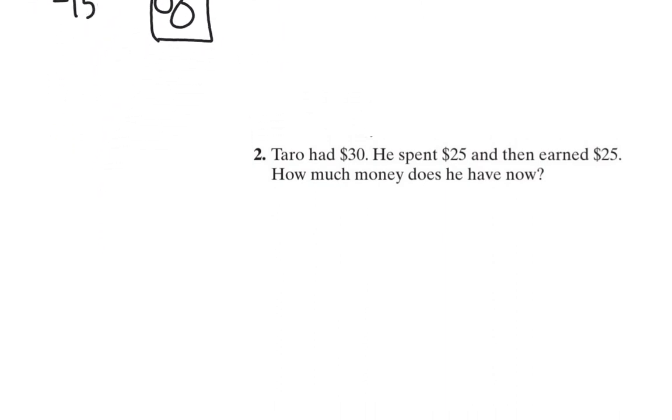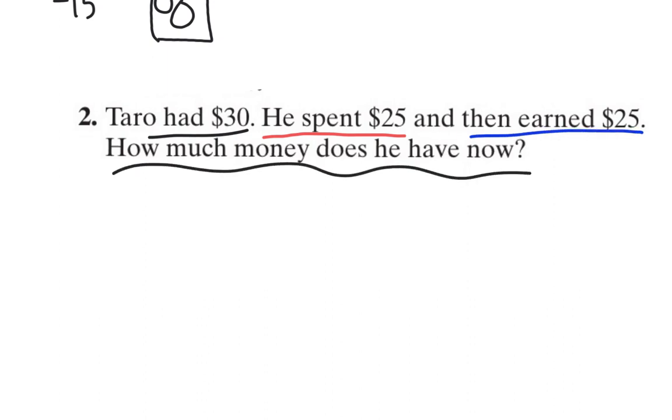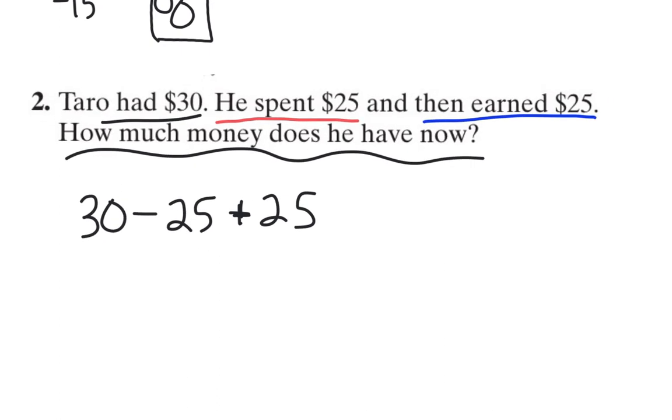So then if we look at number 2, it says Taro had $30. He spent $25 and then earned $25. How much money does he have now? So had $30, spent $25, and then earned $25. We could look at it like this: 30 minus 25 plus 25. Here, if you want to just work this across, let me show you 2 ways here.